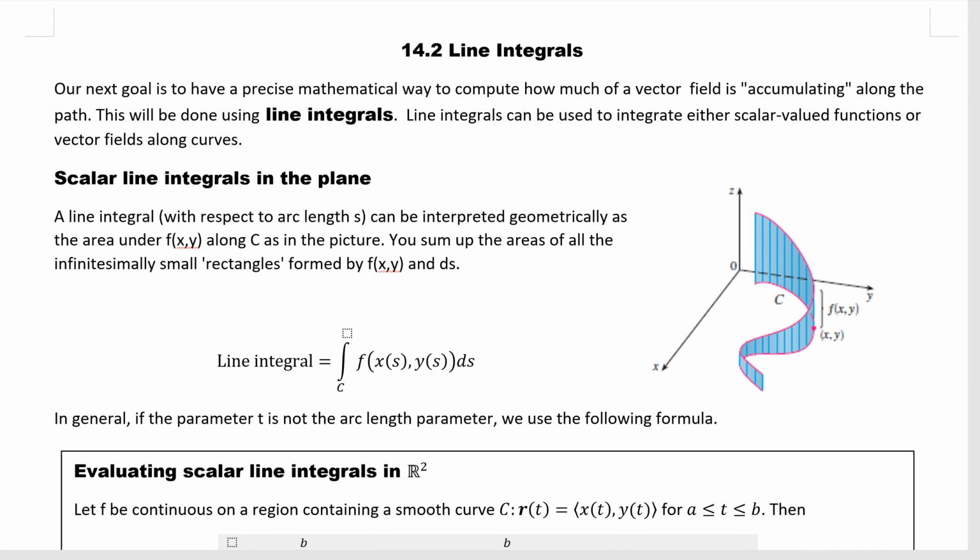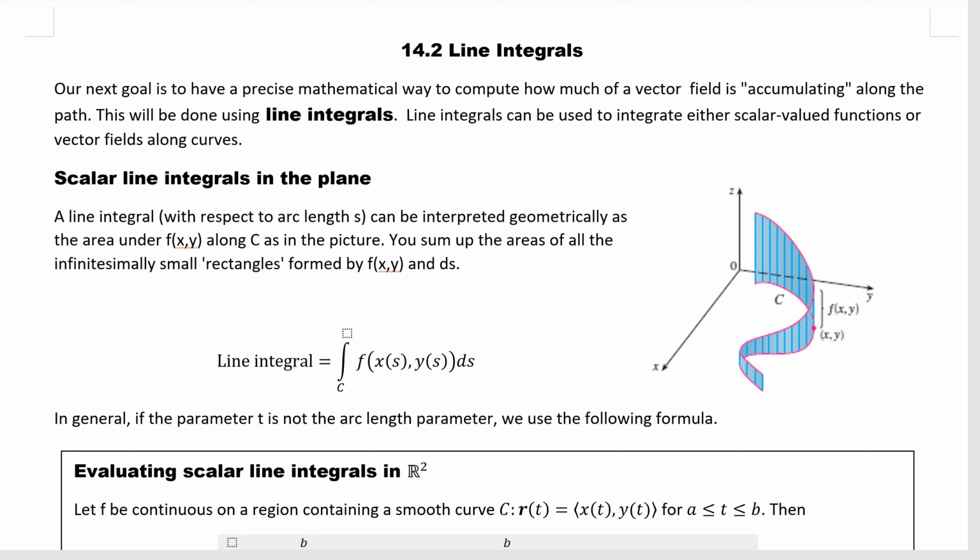Everyone, today let's talk about session 14.2, line integrals. Last time we talked about what a vector field is. Our next goal is to have a precise mathematical way to compute how much a vector field is accumulating along a path. This will be done using line integrals.